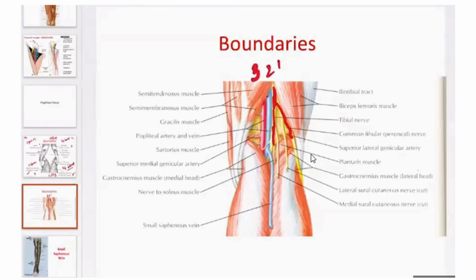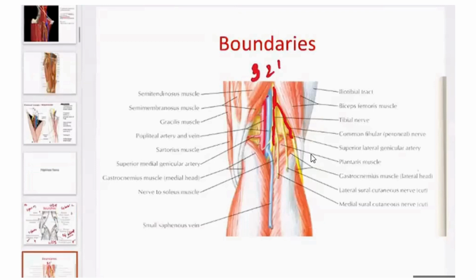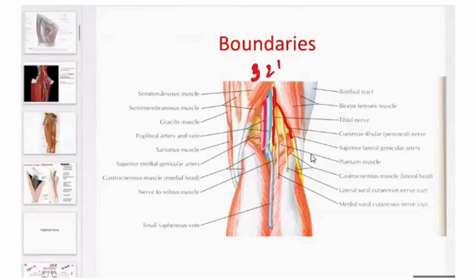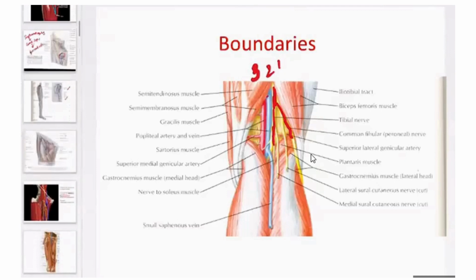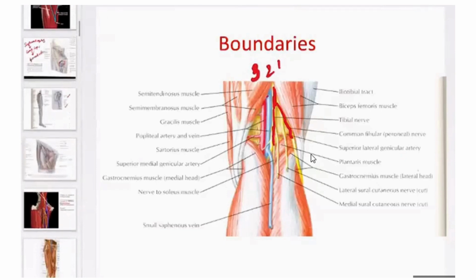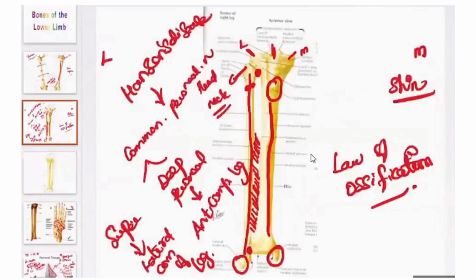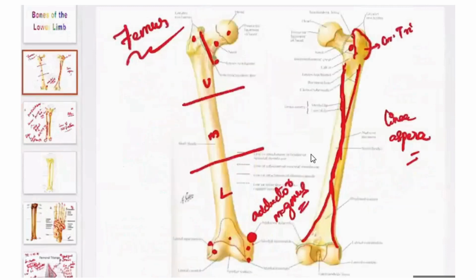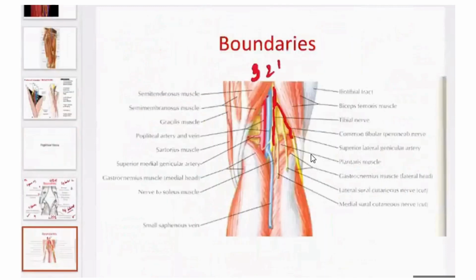It is related to the posterior surface of the femur. More or less, the artery will be on the posterior aspect. Since it is in bony contact with the femur, erosion of the artery can be possible. That's the reason why popliteal artery aneurysm is common. And that cyst is called Baker's cyst.